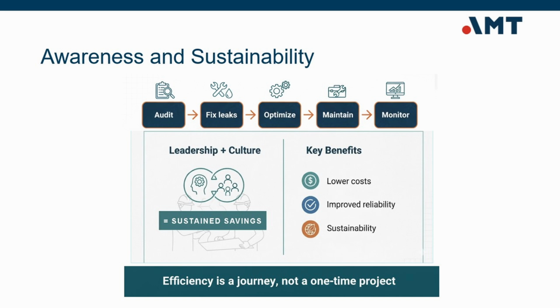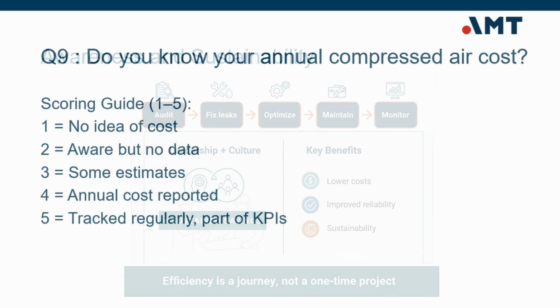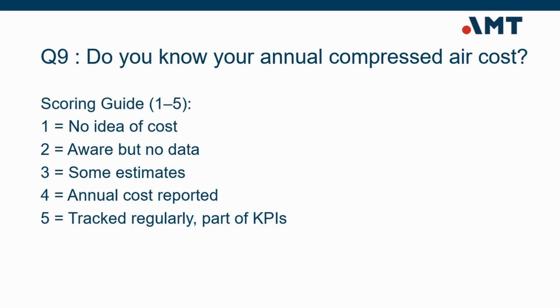That awareness starts with knowing the numbers. So let's look at the cost side next. Do you know your annual compressed air cost? Many facilities don't. Because compressed air is embedded in the electricity bill, the cost is often invisible. But even a rough estimate helps prioritize improvements. Tracking cost regularly and including it in the KPIs is the best practice. Now let's score your cost awareness.